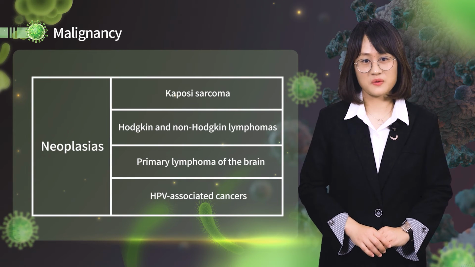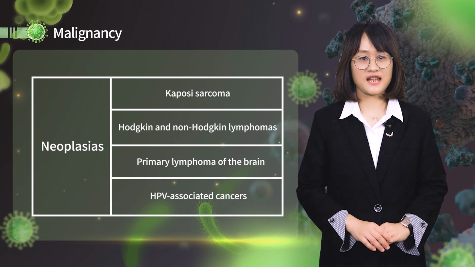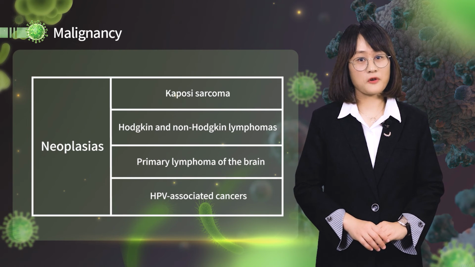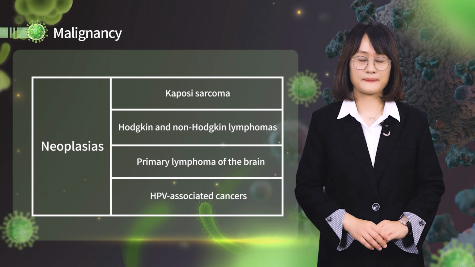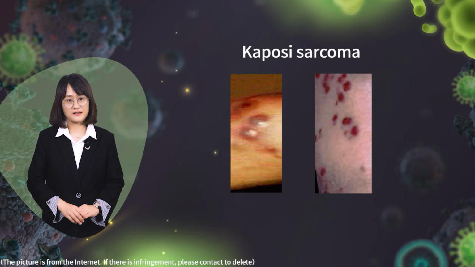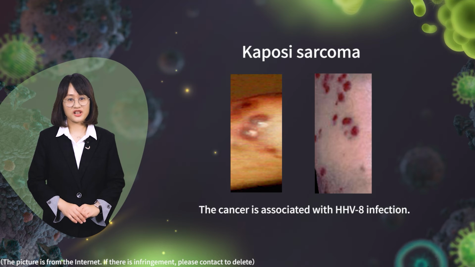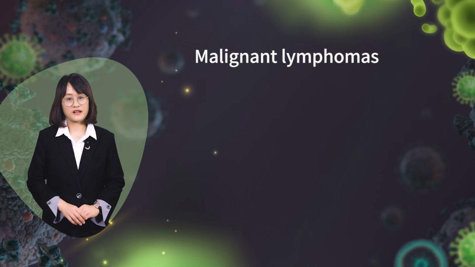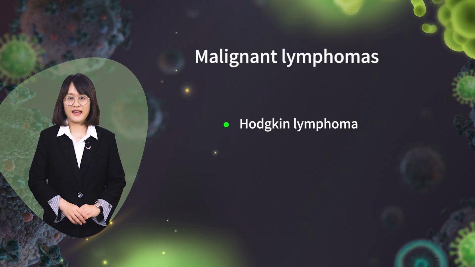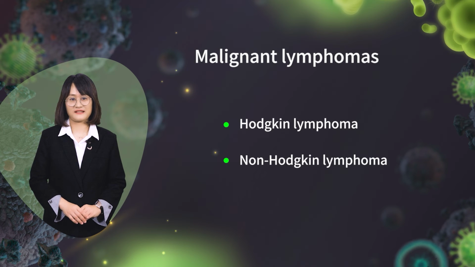As the table shows, the most notable is Kaposi sarcoma. Lymphomas are also prevalent. What can you find in these two pictures? There are the lesions of Kaposi sarcoma on the skin. The cancer is associated with herpes virus type 8, which is rare in healthy people. Lymphomas are also prevalent in AIDS patients, such as Hodgkin and non-Hodgkin lymphomas.